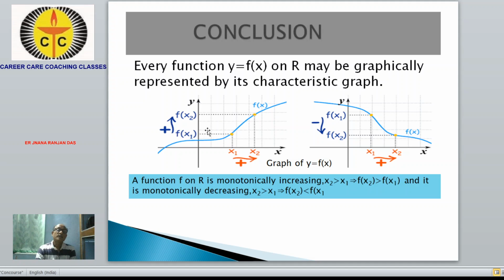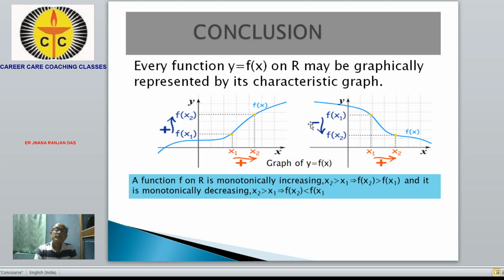So here we take simply y is equal to f(x). Generally, a graph is taken. We don't know what exactly f(x) is, but it is an increasing function. If this function is increasing, this is called monotonically increasing. What is the condition? When x2 is greater than x1, this implies that f(x2) is greater than f(x1). Then only it is called monotonically increasing.